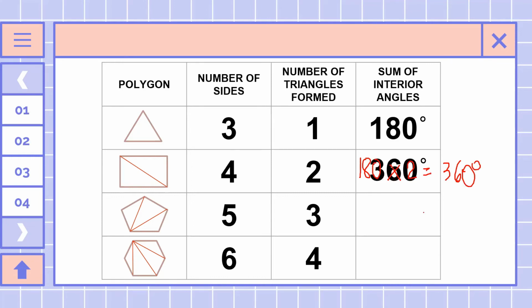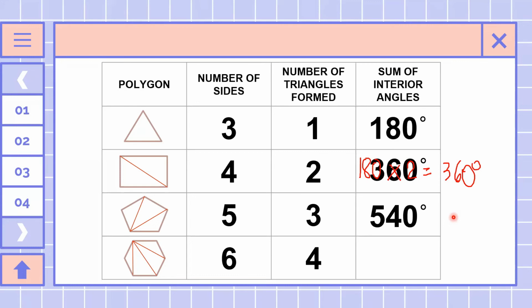Okay, so 360 degrees. How about the pentagon? How much is its sum? 540 degrees. Okay, very good. We have 540. Why? It is 180 degrees times 3. Alright? So 180 times 3, so 540 degrees. 540 degrees is the sum of interior angles of our regular pentagon. How about the hexagon? 720 degrees. Okay, very good.